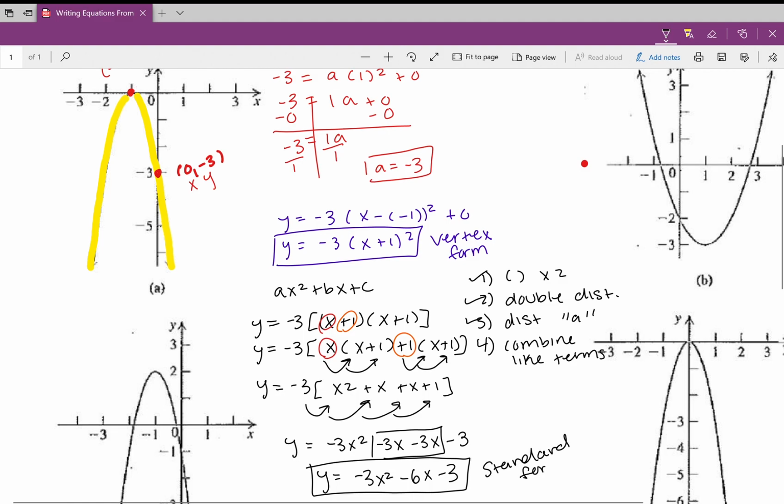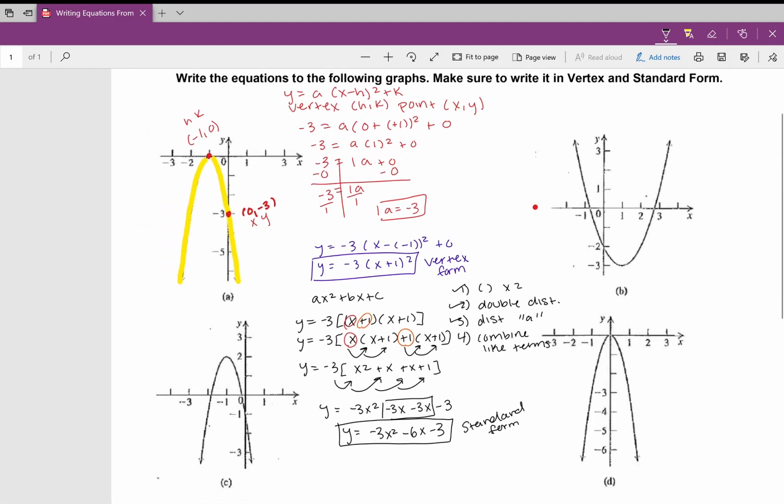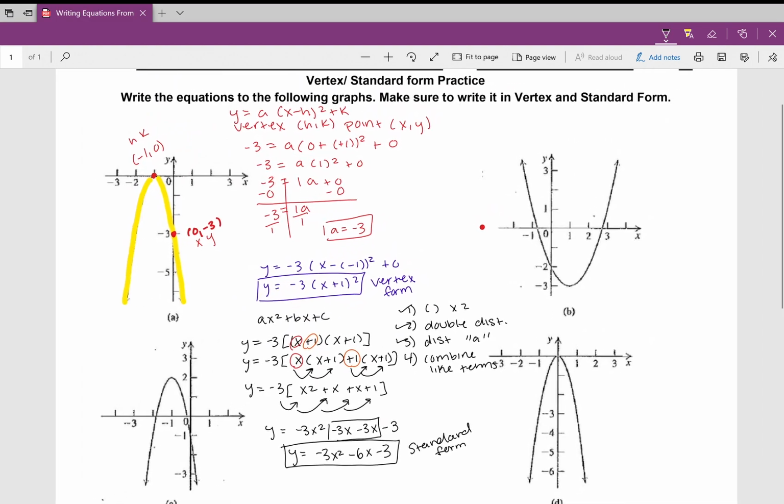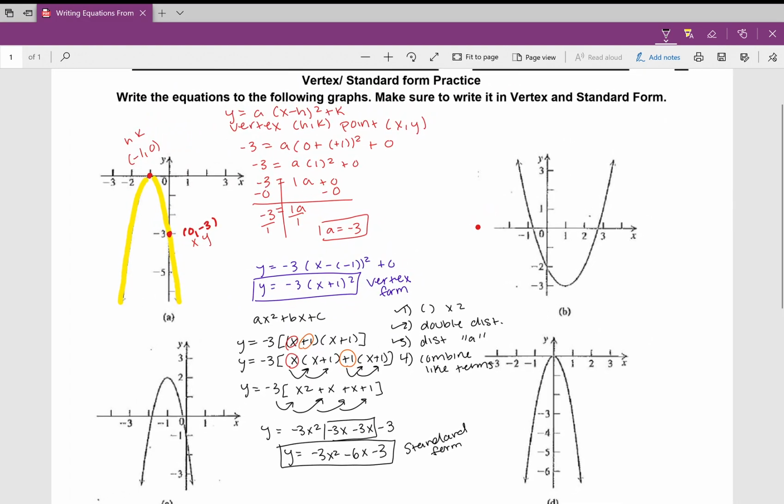So remember, this did take a lot of work, so I would suggest not doing all your work on this paper, maybe doing it on a separate piece of paper. Or if you don't have this paper at home, just number this number 1 and then show your work. This one's number 2, show your work, so on and so forth. You don't have to write down the graphs.